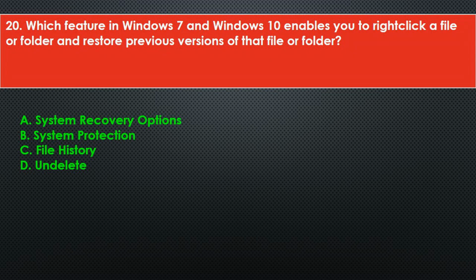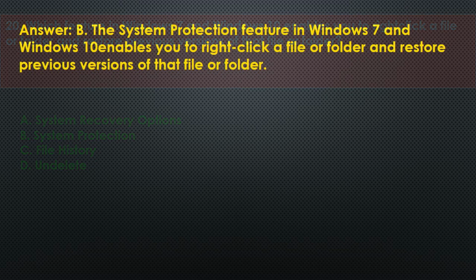20. Which feature in Windows 7 and Windows 10 enables you to right-click a file or folder and restore previous versions of that file or folder? A. System recovery options. B. System protection. C. File history. D. Undelete. Answer: B. The system protection feature in Windows 7 and Windows 10 enables you to right-click a file or folder and restore previous versions of that file or folder.